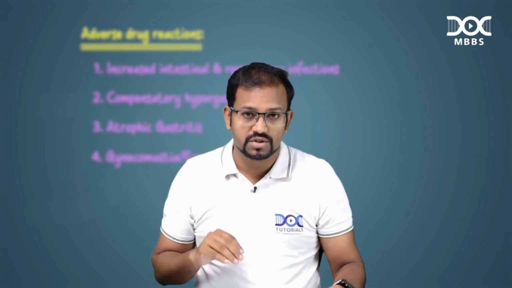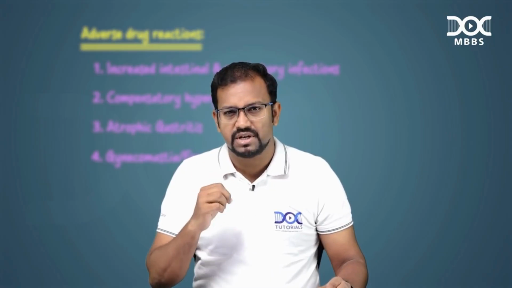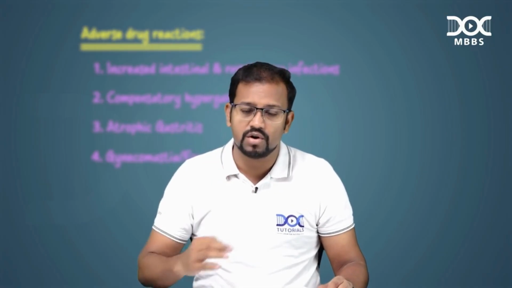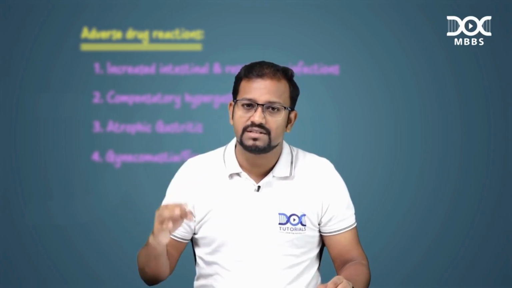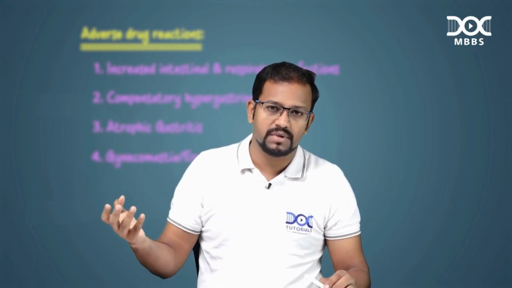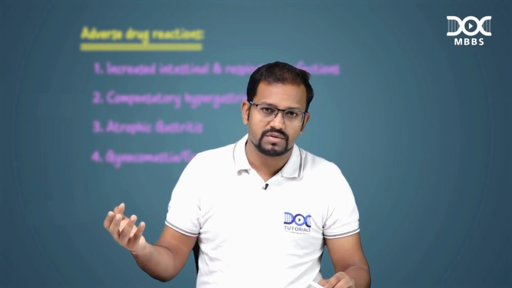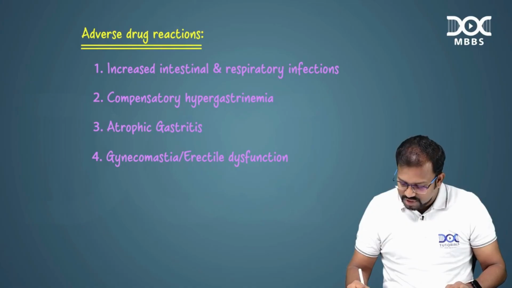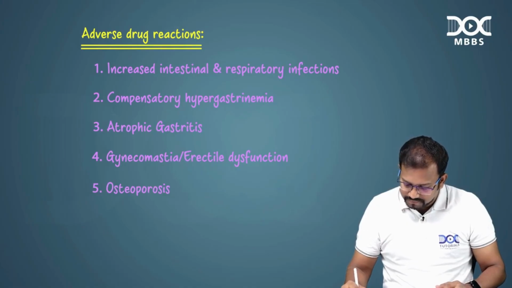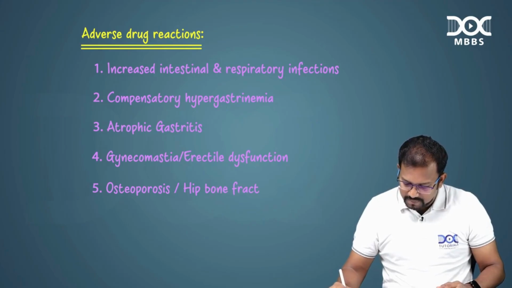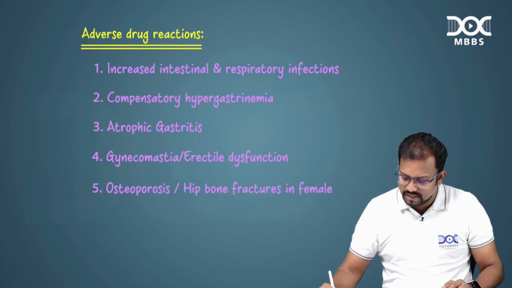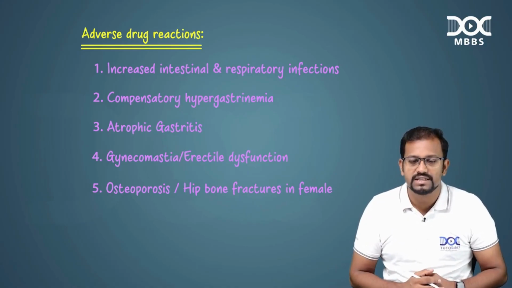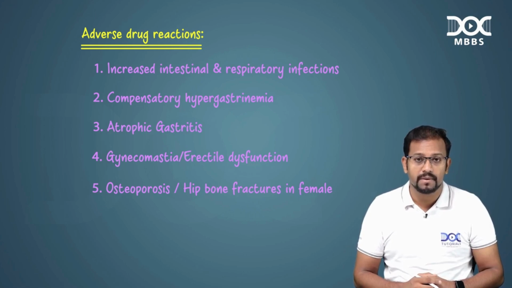So there is more chance of osteoporosis, especially when this drug is taken for a longer duration of time with lesser calcium supplementation or lesser calcium levels in the blood. It might produce hip fractures, especially in females. So there is more chance of osteoporosis, which might land up in hip bone fractures, especially in females. Is that clear, guys? These are the important features regarding the proton pump inhibitors.